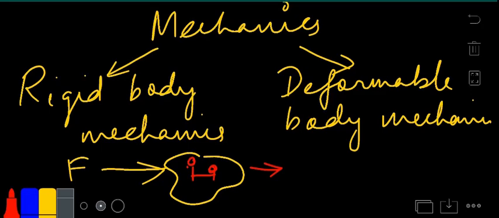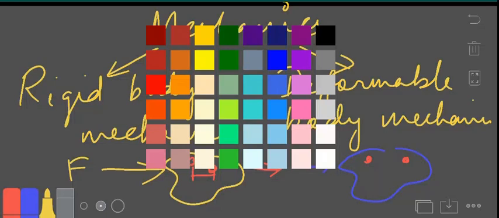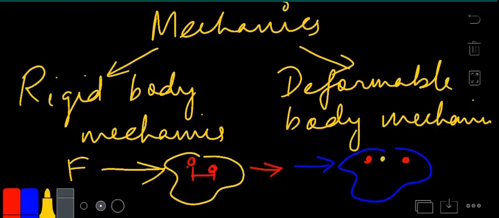But in case of deformable body mechanics, it is very important to understand that when we apply a force on a certain body, the particles are generally displaced from a certain position. That is, they get deformed. When we apply the force F, they get deformed. That is, there is a relative displacement between the particles of a body. So this is what is known as rigid body mechanics and deformable body mechanics.